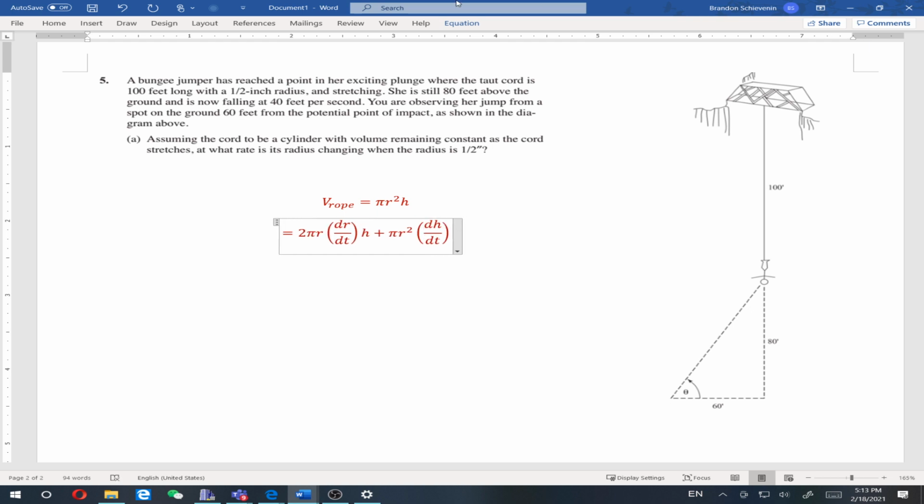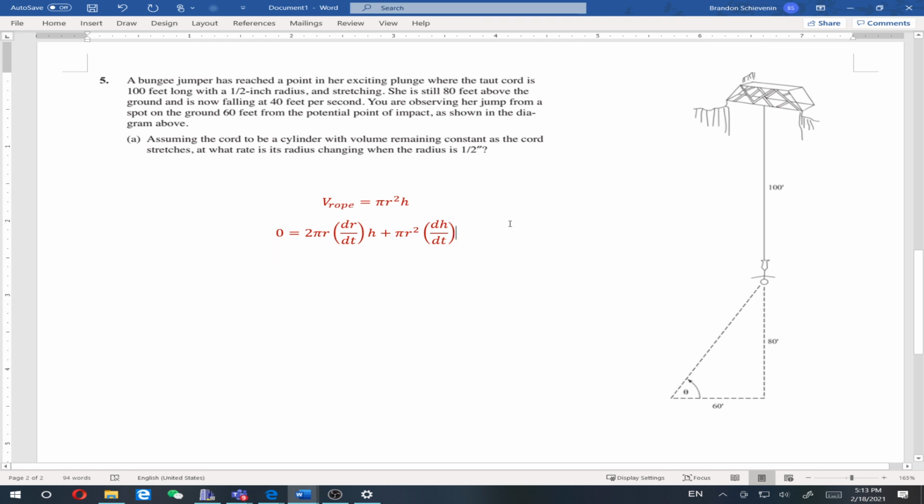Okay, and then one more thing before you mute. If I derive V, what happens to the left side? It becomes 0, perfect, because our volume remains constant, so the change in volume over change in time is 0. Okay, over to Kyle next.